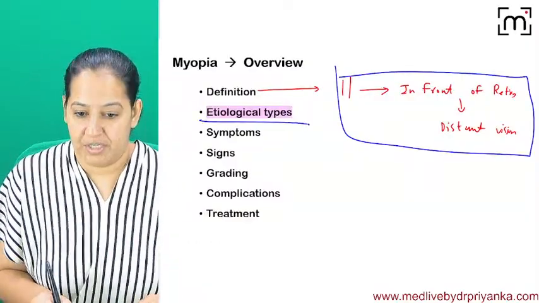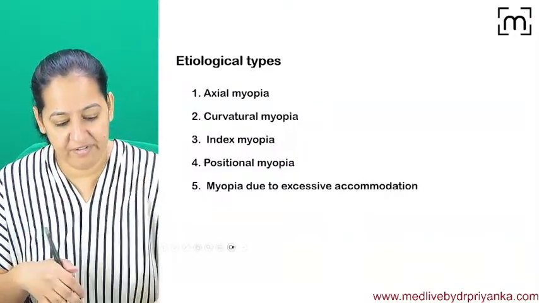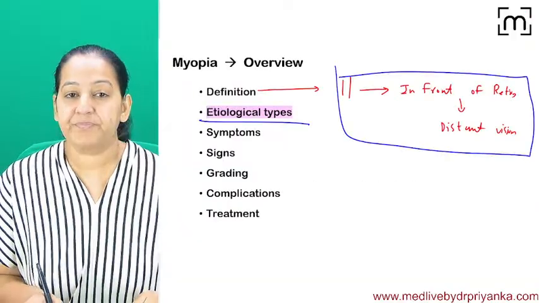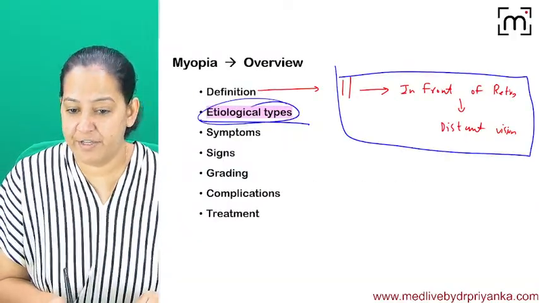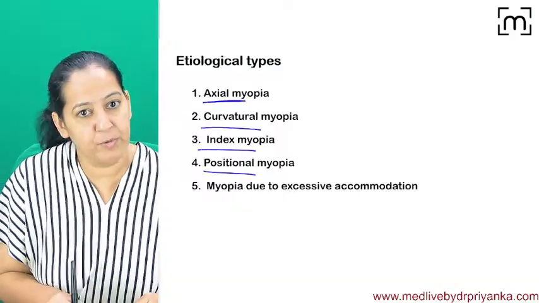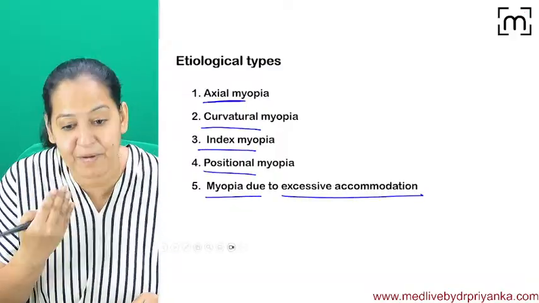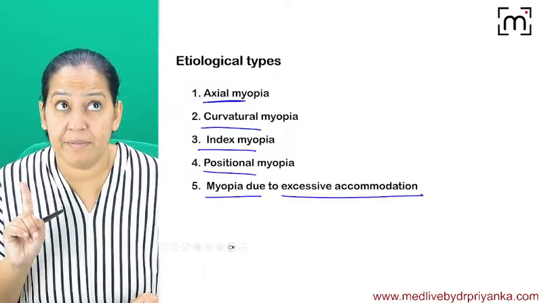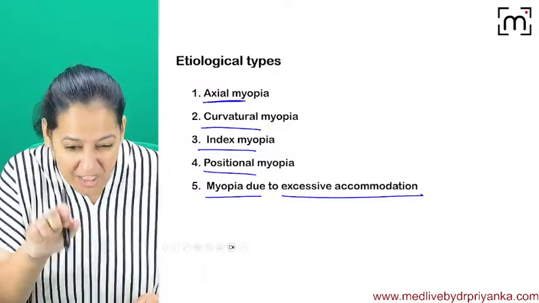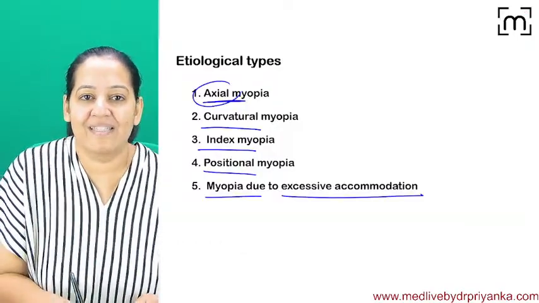Coming to the etiological types. Again, the etiological types are the same five. Everything will reverse now. What are the five etiological types here? Axial myopia, curvatural, index, positional, and myopia due to excessive accommodation, not due to absence of lens. Here the lens is hyperfunctional. In hypermetropia, if you remember, the lens was absent. Here the lens is not absent, it's hyperfunctional. It is spasm of accommodation. The lens is too active, there it was absent. So everything is reversed.